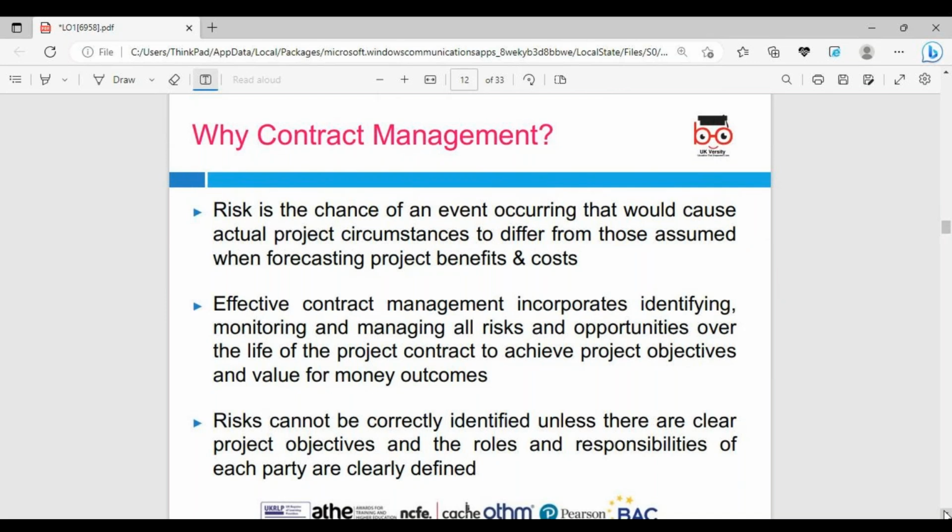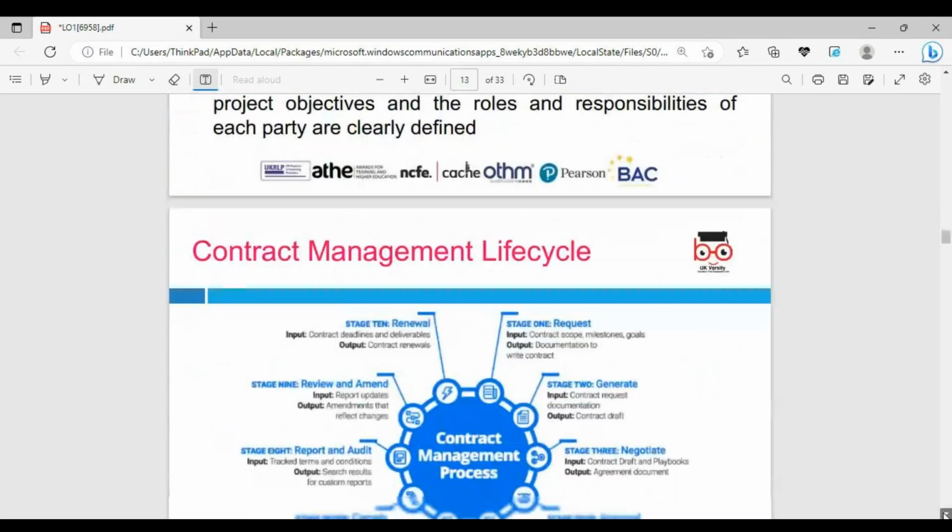Risk is the chance of any event occurring that would cause the actual project circumstances to differ from those assumed. Effective contract management incorporates identifying, monitoring and a control system as well. You do the reporting of risk and opportunity over the life of the project. You always look around; risk is a probability. You have to maintain the risk register, or risk cannot be correctly identified unless the project objective, roles, and responsibilities are clear. Who's responsible for what?